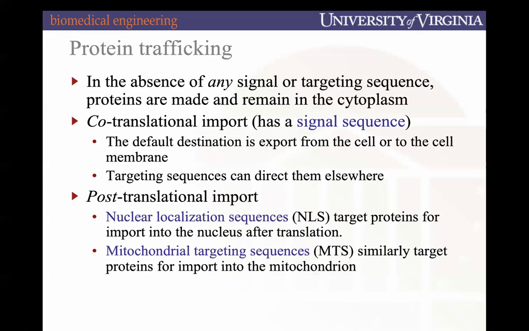If it's going to be post-translational import, there's going to be one of two signals. There's either a nuclear localization signal, which means it's destined to go to the nucleus, or a mitochondrial targeting sequence, which means it's destined to go to the mitochondria. So for post-translational import, it's much more clear. If there's no sequence at all, it's going to go to the cytoplasm.